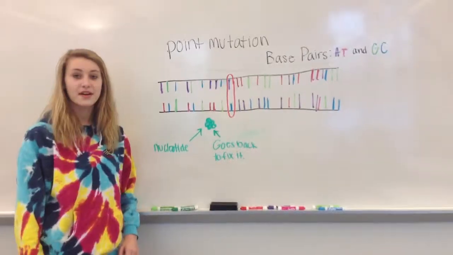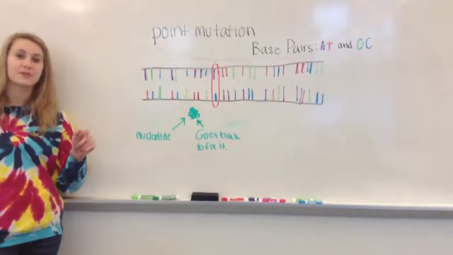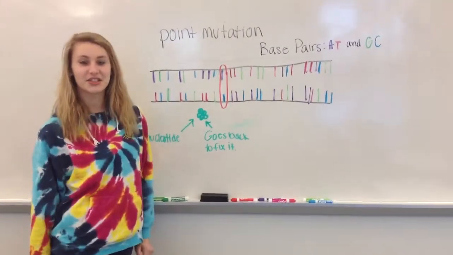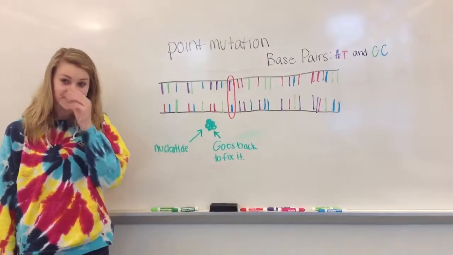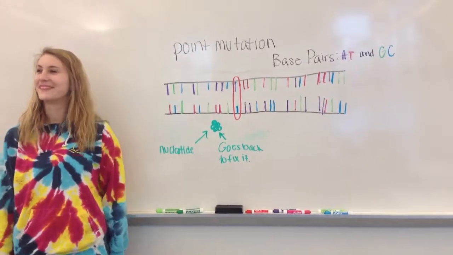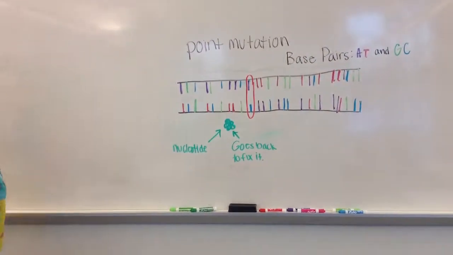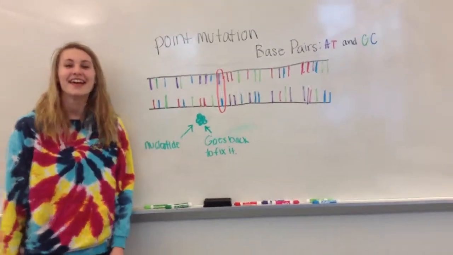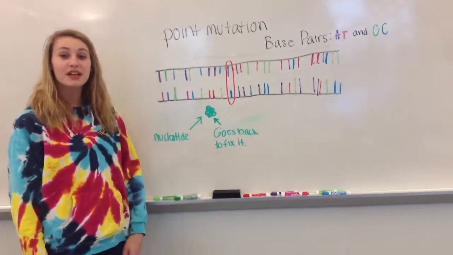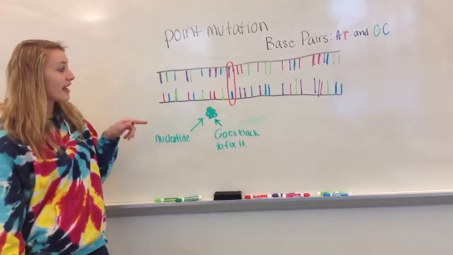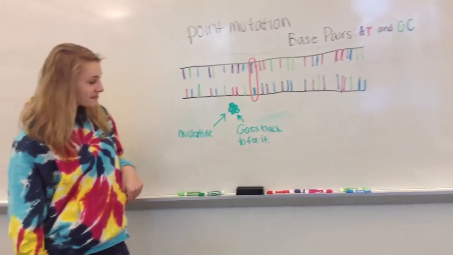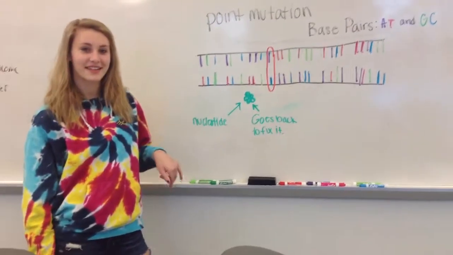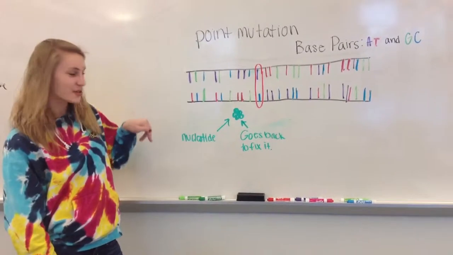Okay, we're about to go over what the mutations look like. Okay, so this is an example of point mutation, and just a reminder, the base pairs are A, T, and G, C. And point mutation is when the base pair doesn't have its right match. So this is an example of A-C when it should be A-T, and the nucleotide goes back to fix it.